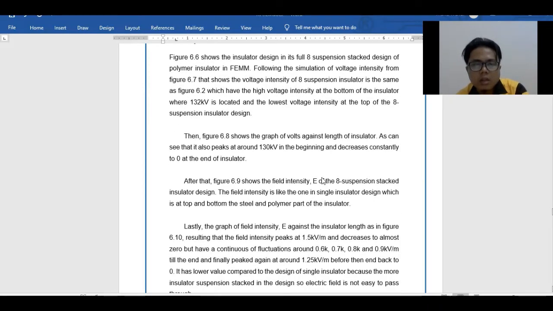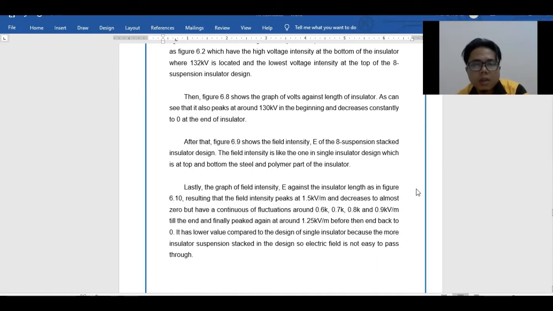So next, figure 6.8 shows the voltage against length graph, where we can see that 130 kV is at the beginning and then decreases constantly to 0 at the end of the insulator. After that, figure 6.9 shows the field intensity for the dry condition, which is like the earlier single insulator result, at the top and the bottom, for the steel and polymer of the insulator.